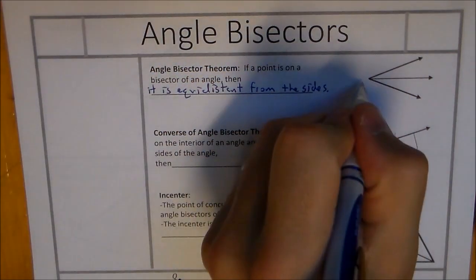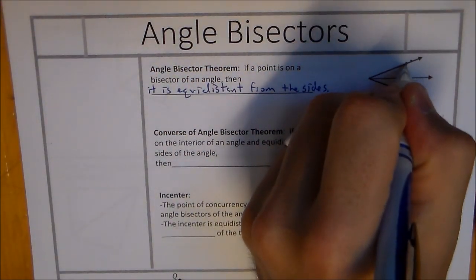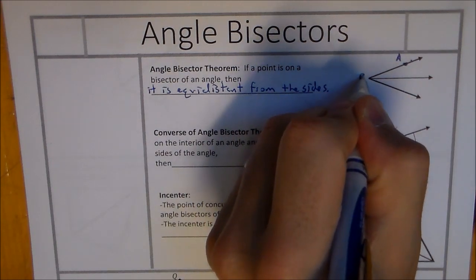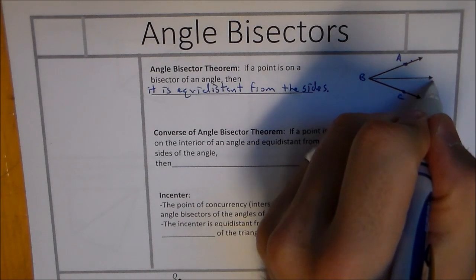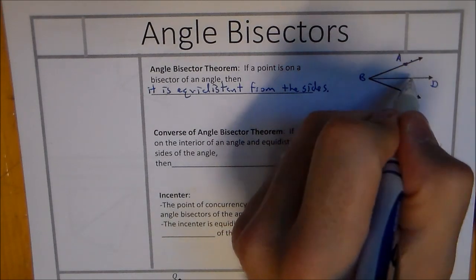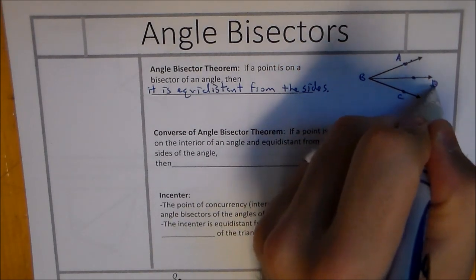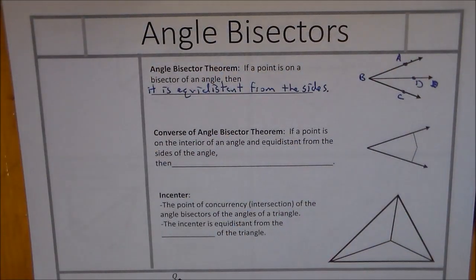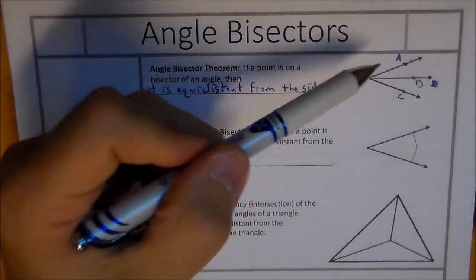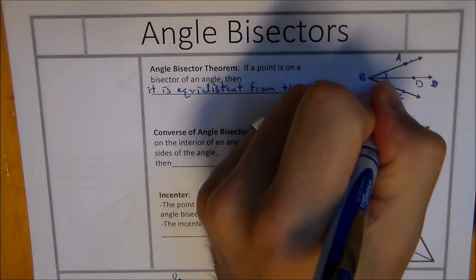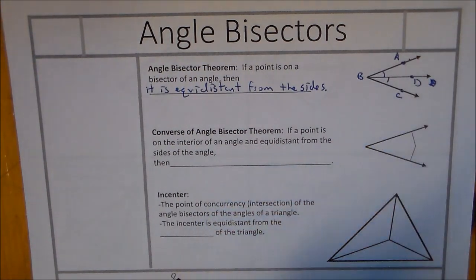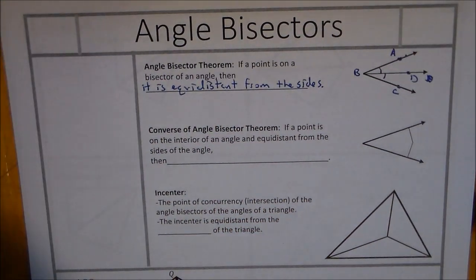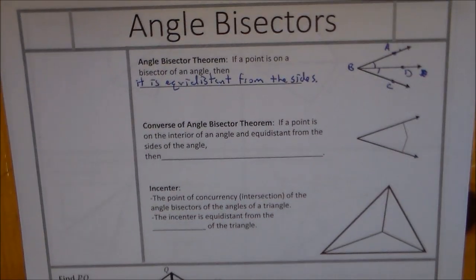So let's start with our angle here. I'm going to say this is angle ABC. And we're going to put D here as well. We'll go point D right there. So if the point is on the angle bisector, there we go, then it is equidistant from the sides of the angle. So let's take this apart and look at this in congruent triangles like we've done previously.